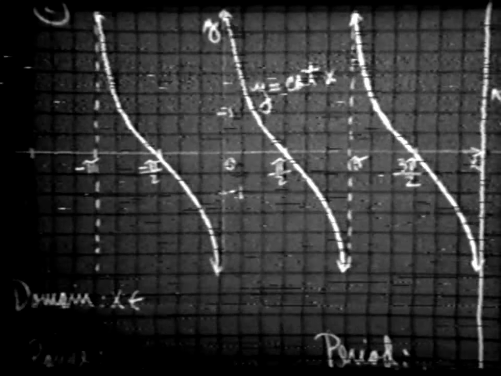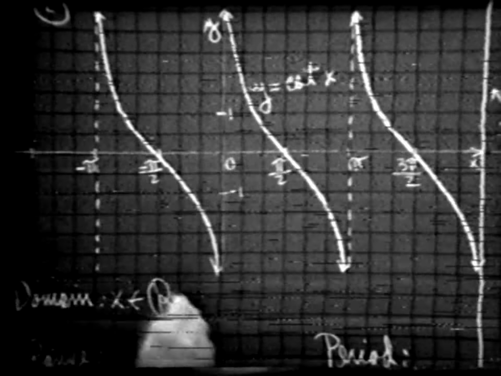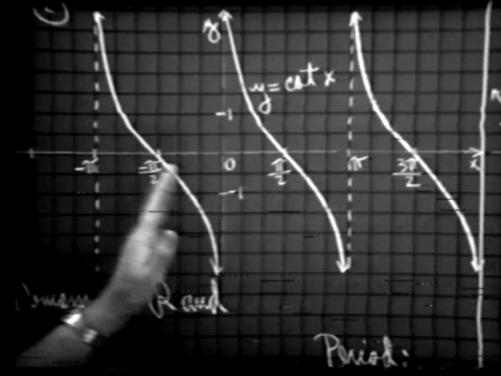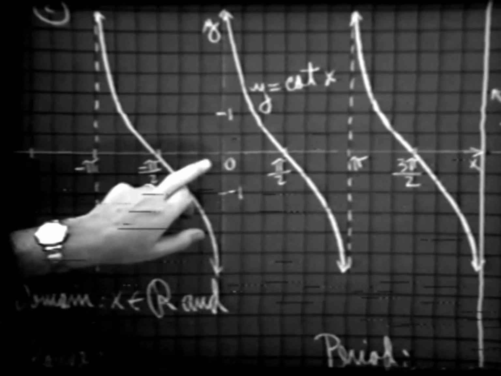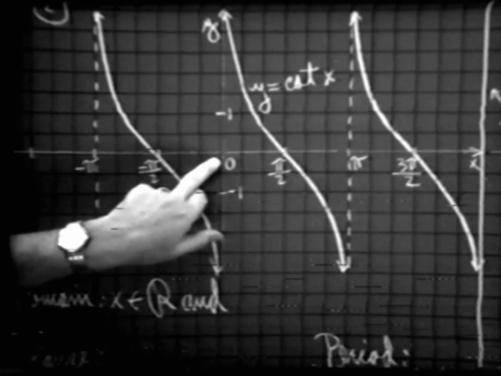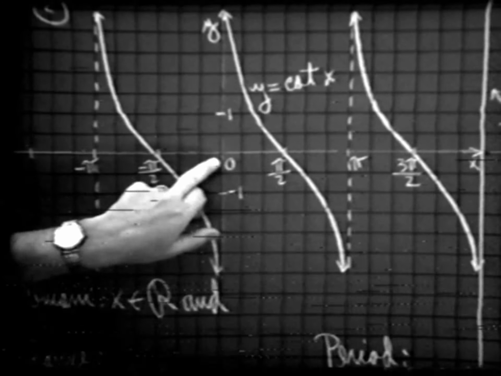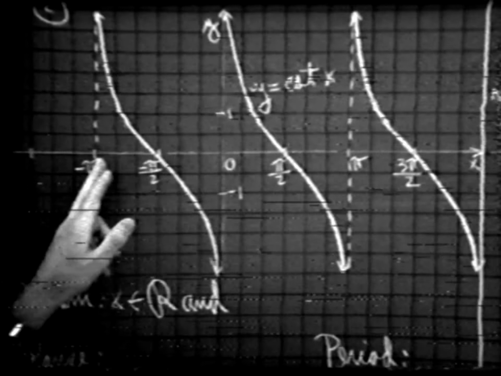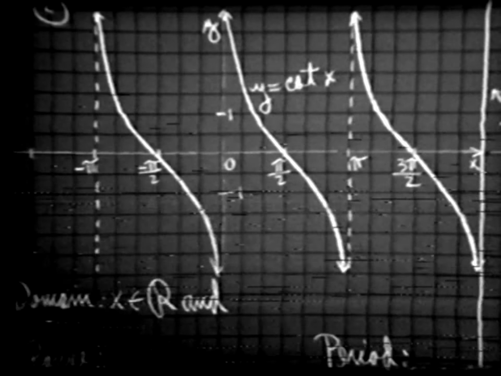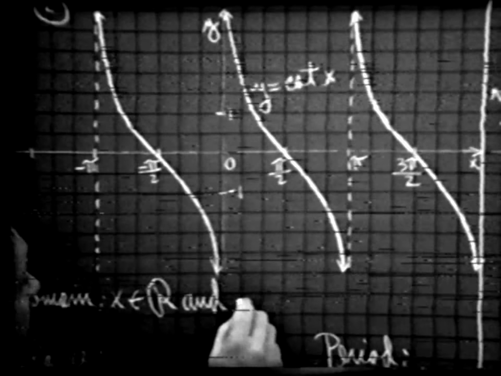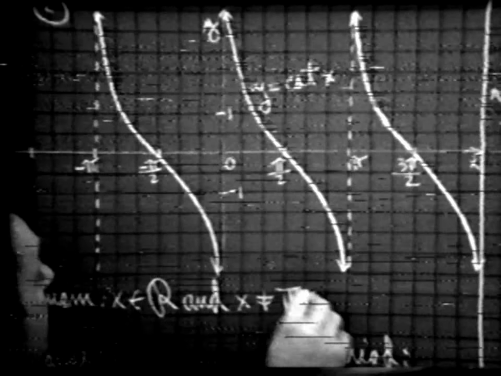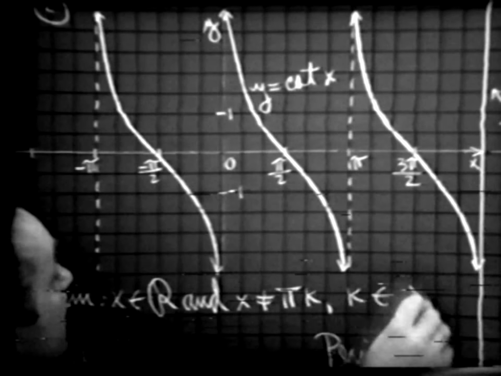X belongs to the set of real numbers, but there are some values which must be excluded. Now, where are those points which cannot be on the graph? Well, certainly when x is this point, namely 0, and also this point, which is at pi, and say at negative pi. So therefore, what is your conclusion, Phil? X does not equal pi times k, where k is an integer.